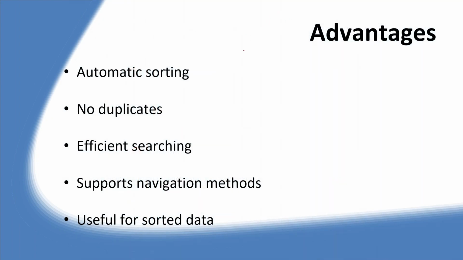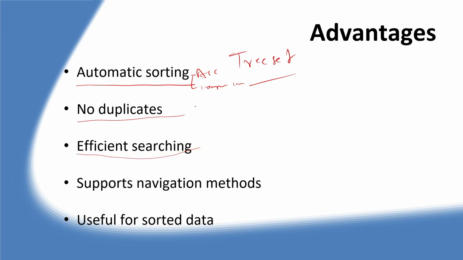We are learning TreeSet. So what are the advantages of TreeSet? It will give you automatic sorting. By default, it will be ascending. If you want custom sorting like descending, we need to pass a comparator in the constructor. And no duplicates are allowed since it implements the Set interface. Efficient searching. BST, binary search tree, it is efficient searching. And it supports navigation methods. We have seen pollFirst, pollLast.